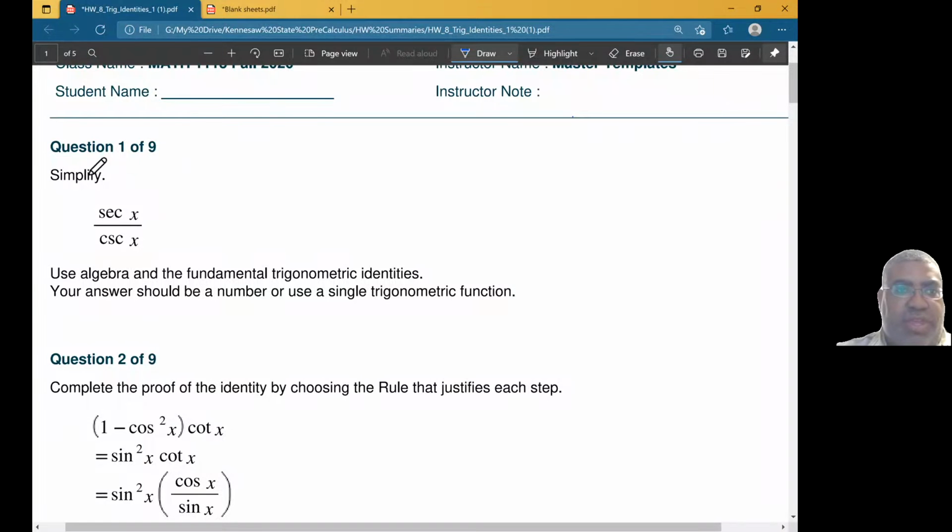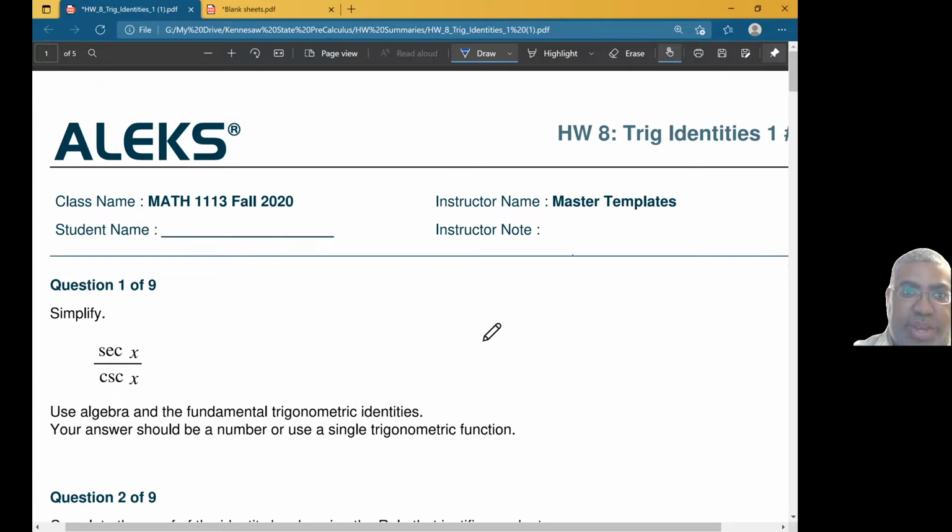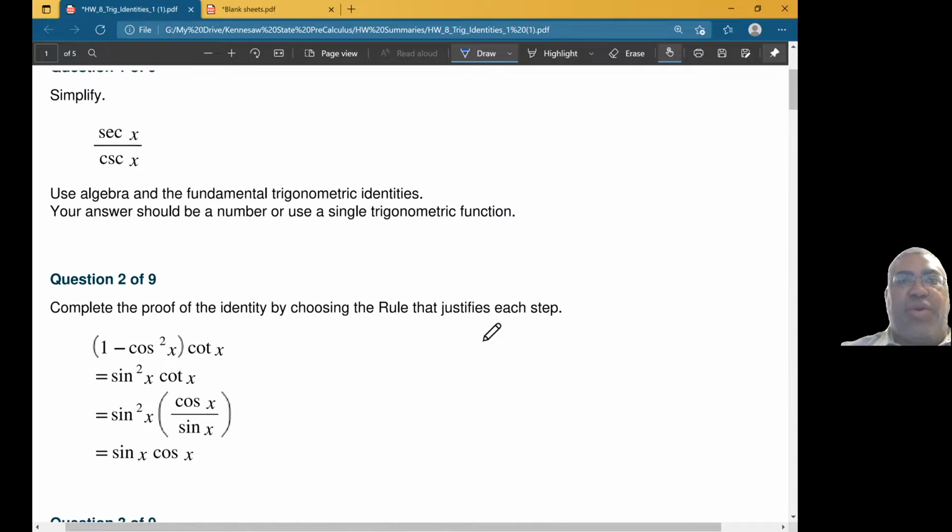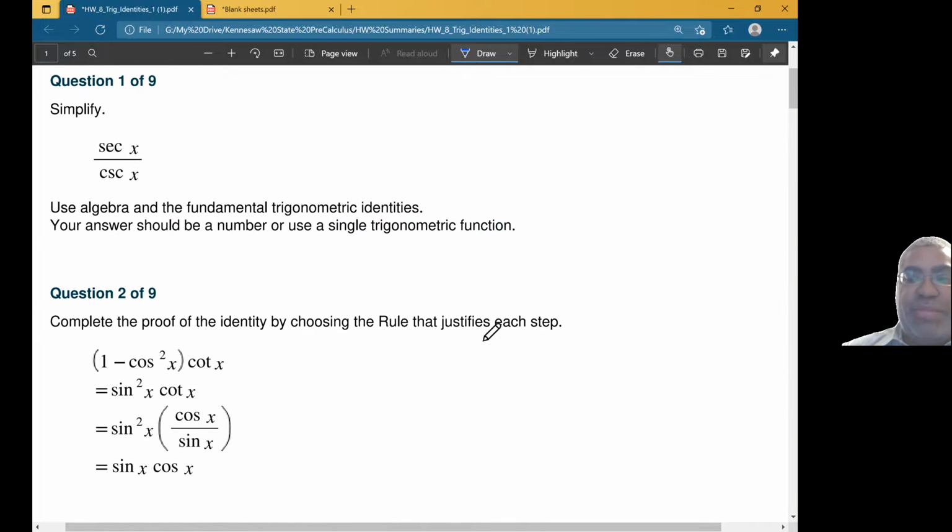All right, this is homework number 8, the practice problems, solving trig expressions, equations, things like that. Let's go ahead and jump in because this can be challenging. So let's go. Number 1. Simplify secant x over cosecant x.